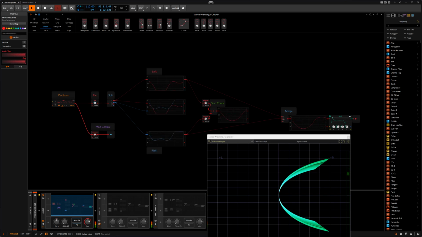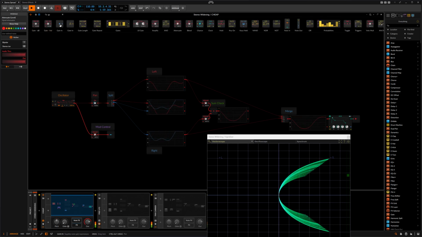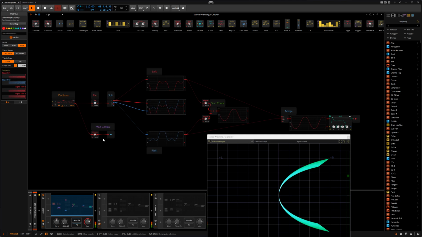If I turn it up an awful lot, like maybe if I had a gain control. Oh, that's not gain control. Gain, this one. You're going to get that clipping that we had yesterday. You can see it here. So anyway, that's the main thing. Just to answer that question, does it sum back to mono? Yes, it does.